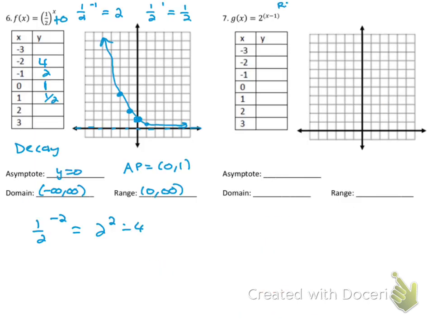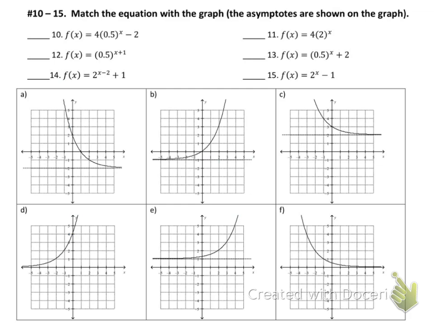The last part, this matching part, okay? Let's work through this real quick. All right, number 10. What's a huge clue on 10? The asymptote being down 2 is huge. And decay. So that would be what? A. Beautiful. All right.